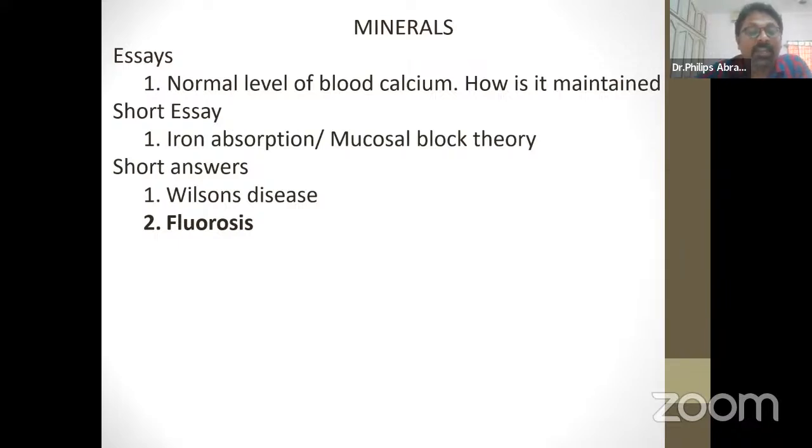Along with that, you study about Wilson disease. This is about copper accumulation. Wilson disease is because of copper accumulation in the body, because it is not excreted out from the liver. That's what it's all about. So Wilson disease is also studied.